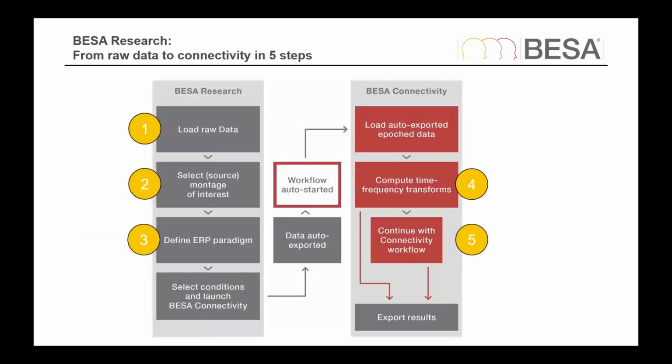Basically, all the concepts that I was talking about here are universal. They can be applied in several toolboxes already, and we'll have a look at the BESA research pipeline here. So basically, what we are facing is that we need 5 steps to get to our connectivity. First, to load the raw data, select the montage, our source montage of interest, define our ERP or ERF paradigm. Then we'll launch BESA connectivity. We compute the time frequency transformations and then do the connectivity workflow in order to figure out what the connectivity is. And now I'd like to show you how that looks like.